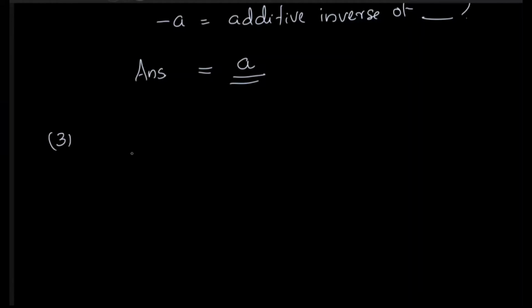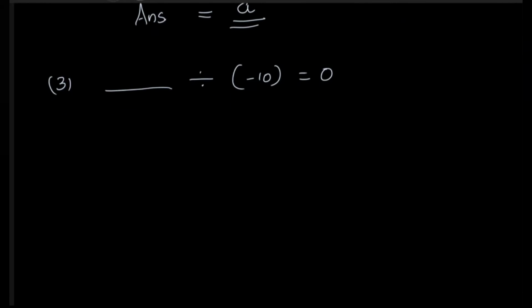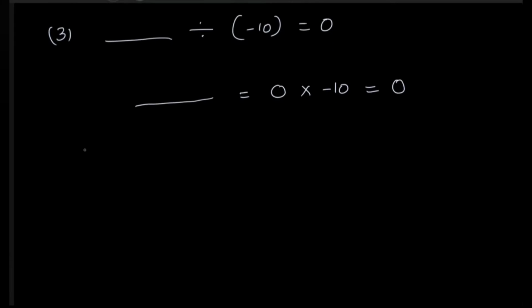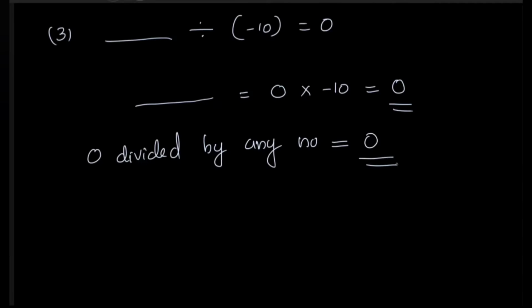Next is our third question, that is, dash divided by negative 10 equal to 0. For finding this dash, simply keep the dash on the left side itself and take the other part to the right side. So here division, when moved to the right side, will become multiplication into negative 10. It is equal to 0. So we can write that 0 divided by any number is equal to 0 itself. So our required answer is 0.